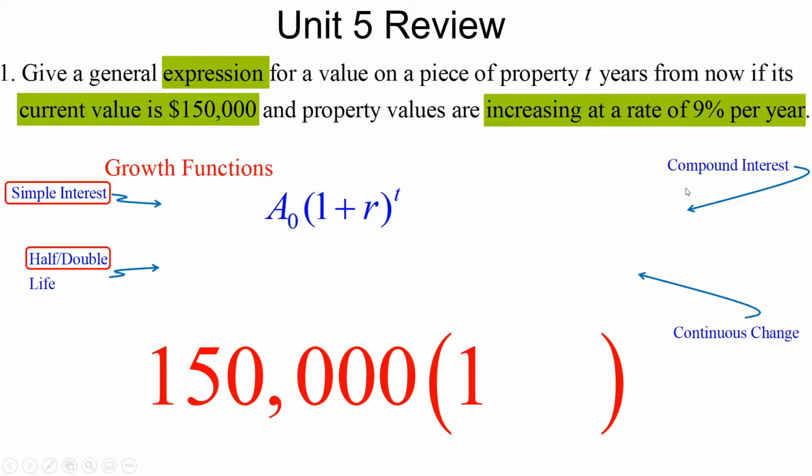9% as a decimal would be 0.09. So that's going to be 1 plus 0.09. And most people want to write that like that. You could put 1 plus 0.09 in there if you wanted to. And that is to the t power, t years from now. And there is my expression right there.